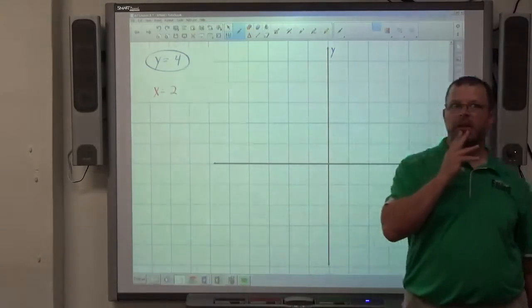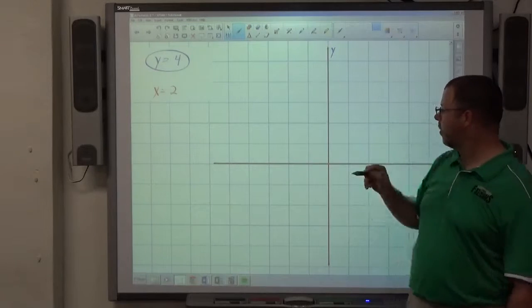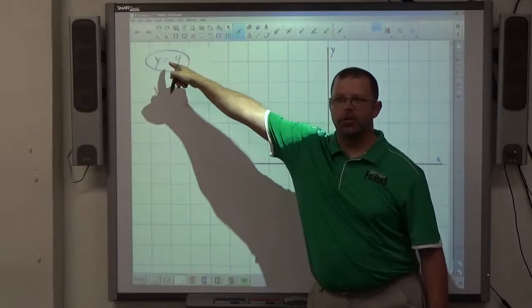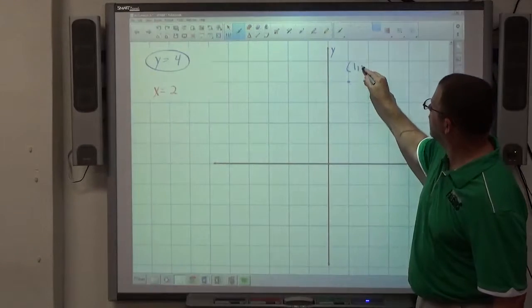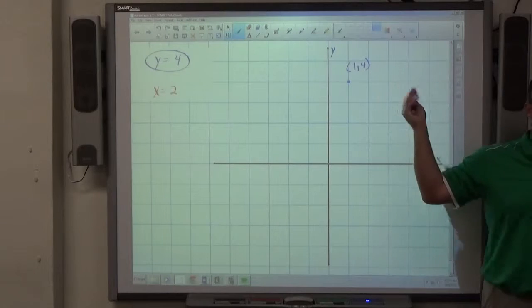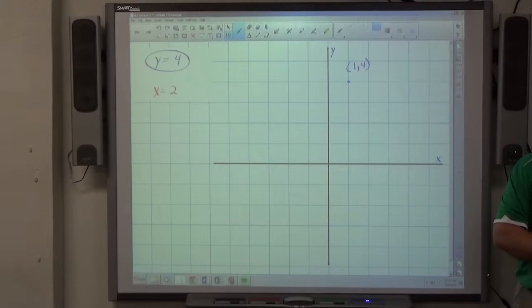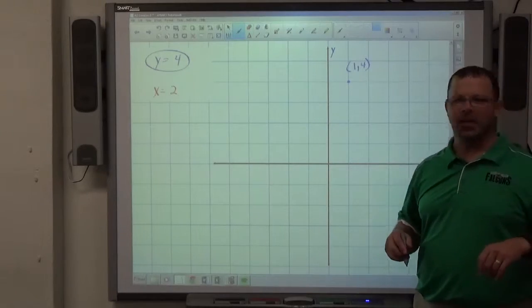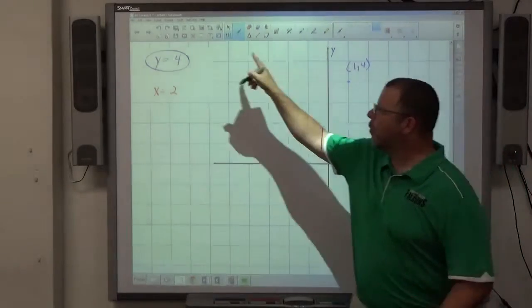Nothing. Not nothing. It could be 1. Let's go with 1. 1, 1, 2, 3, 4. Does that point make this equation true? That point is 1, 4. Yeah. Y equals 4. That point is true, right? So x could be whatever. Anyway, x can be anything. Y has to be 4.